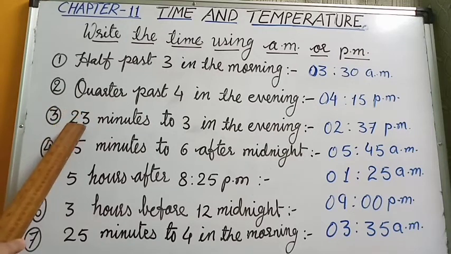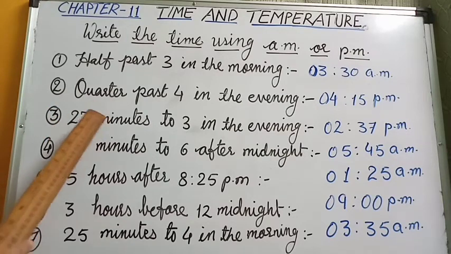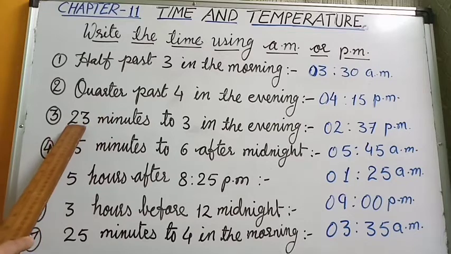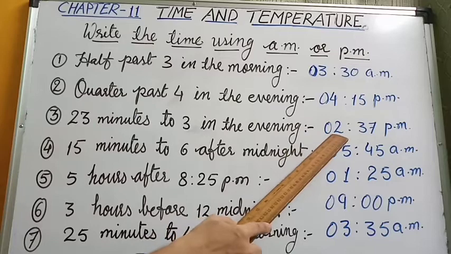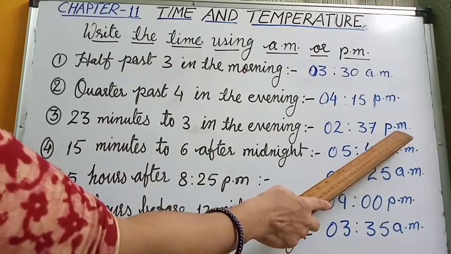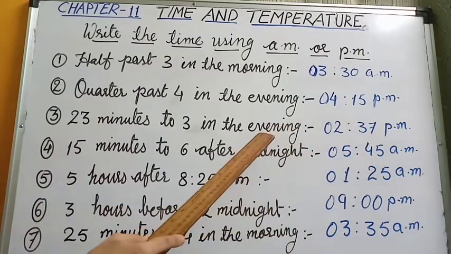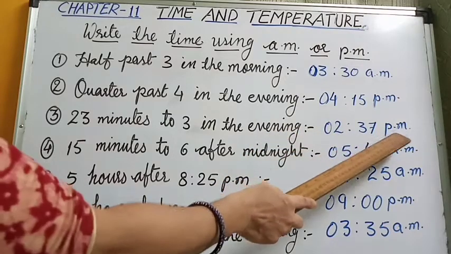23 minutes remaining, but how many minutes passed? That we can write 60 minus 23. That is 37. So the time is 2:37 PM. Because it is evening time, we have to write PM.